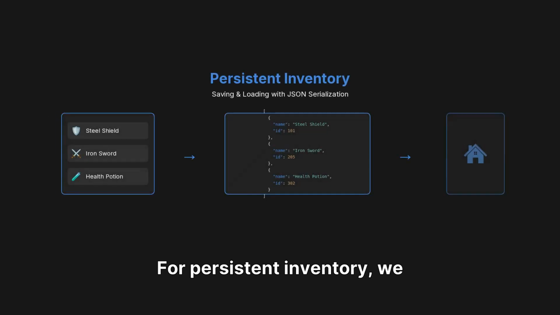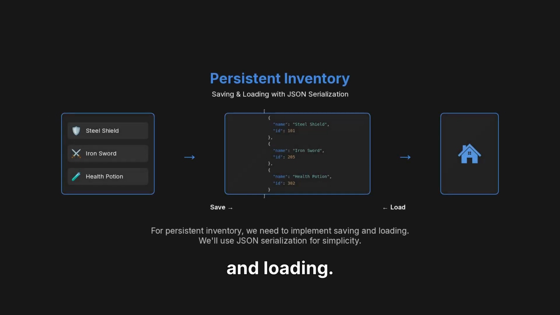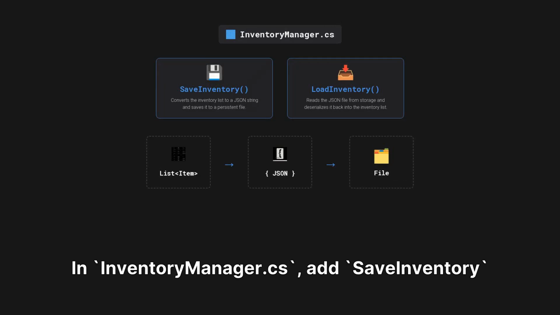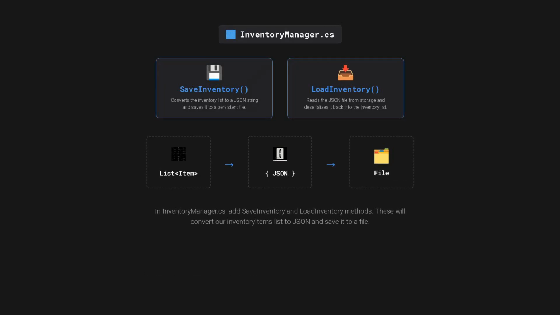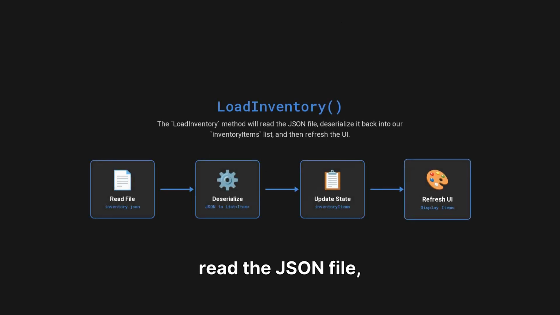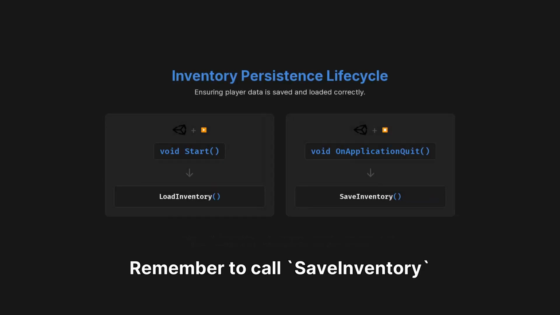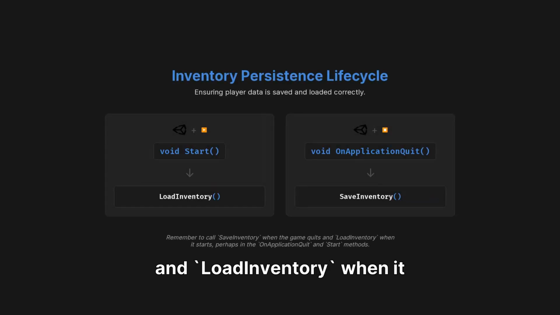For a persistent inventory, we need to implement saving and loading. We'll use JSON serialization for simplicity. In InventoryManager.cs, add SaveInventory and LoadInventory methods. These will convert our inventoryItems list to JSON and save it to a file. The LoadInventory method will read the JSON file, deserialize it back into our inventoryItems list, and then refresh the UI. Remember to call SaveInventory when the game quits and LoadInventory when it starts, perhaps in the OnApplicationQuit and Start methods.